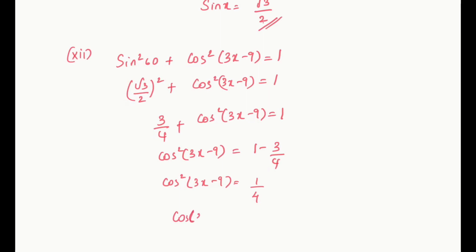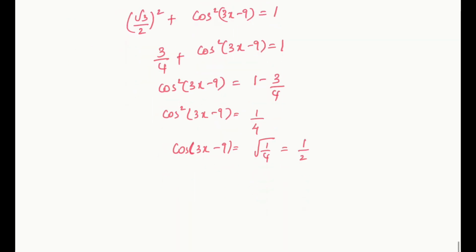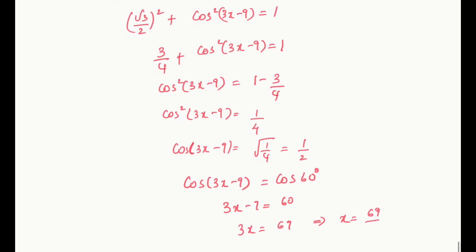So cos of 3x minus 9 equals to root of 1 by 4, which is 1 by 2. So cos of 3x minus 9 equals to cos of 60. 3x minus 9 equals to 60. 3x is equal to 60 plus 9, 69, implies x is equal to 69 by 3, that is equal to 23 degree.